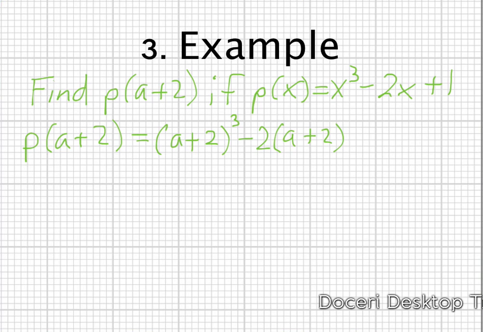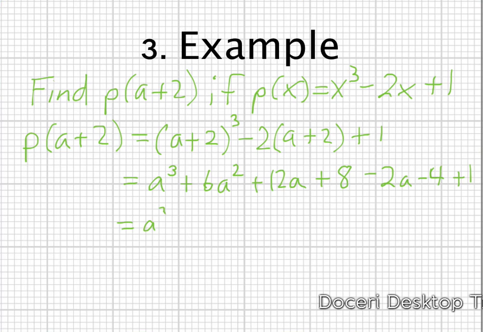Okay, thank you. And then plus 1. Okay, so now all I have to do is simplify. So this gives me a cubed plus 6a squared plus 12a plus 8. That's a plus 2 squared. Then I distribute that negative 2 in. That gives me negative 2a minus 4 and plus 1. Okay? Now all I have to do is combine like terms.